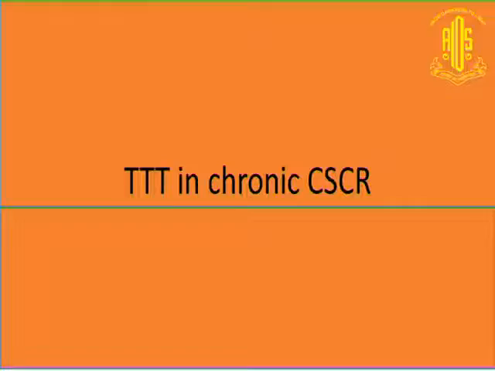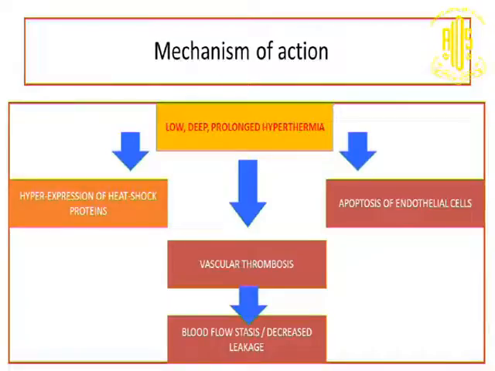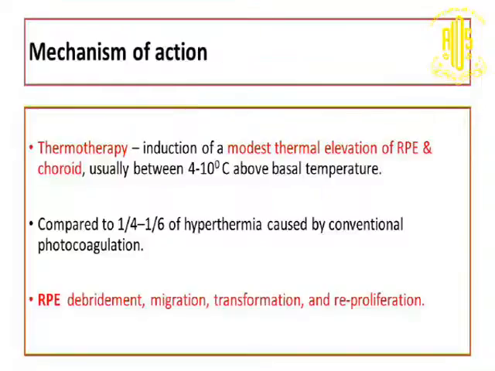The primary indication for subfoveal treatment would be chronic CSCR. Here, with very low and deep prolonged hyperthermia in TTT, there is vascular thrombosis, then blood flow stasis and decreased leakage, which helps in chronic CSCR, where the choriocapillaries are responsible for this disease. Also, with the modest thermal elevation that happens with TTT, there is RPE modification by migration, transformation and reproliferation.